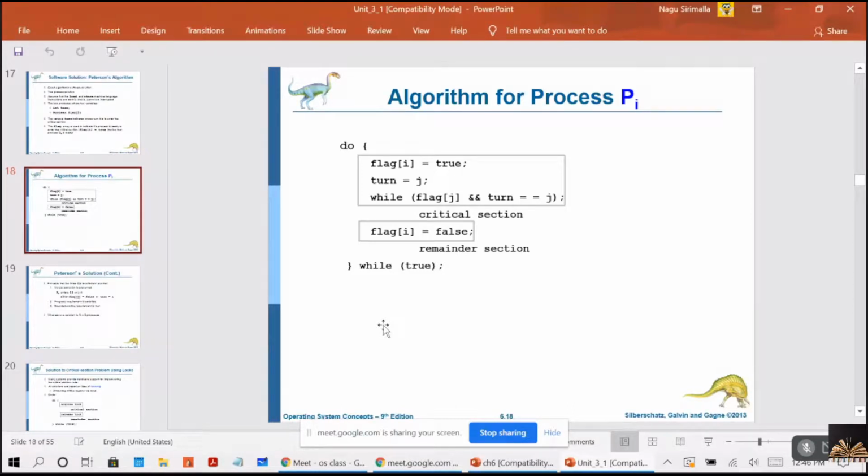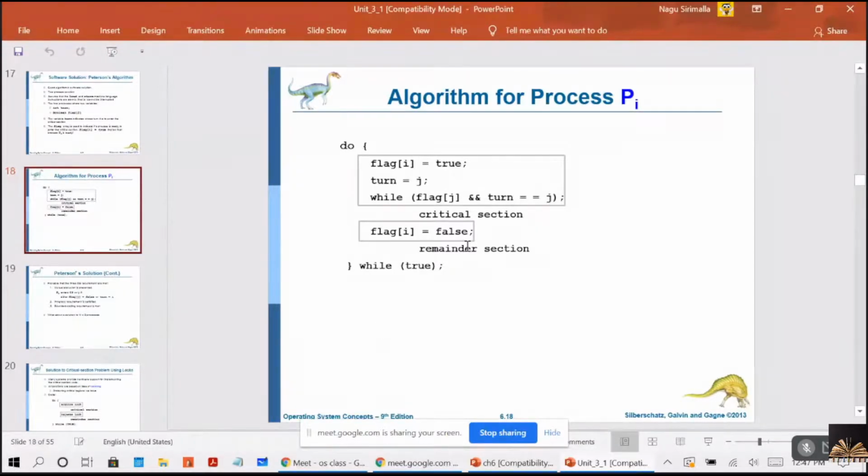Here, P0, P1 could not have successfully executed their while statement at the same time, right? Why? Because they both cannot enter the critical section at a time, right? Now, if Pi executed turn is equal to j, and the process j executed flag of j is equal to true, then Pj will have successfully executed the while statement. Now Pj will enter into the critical section.